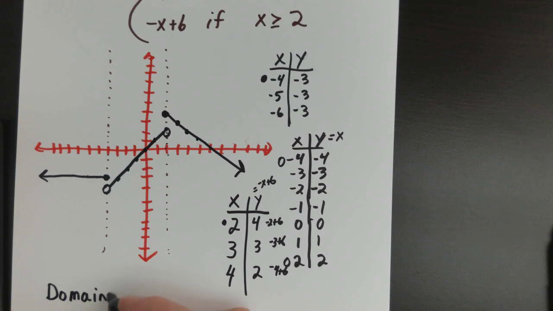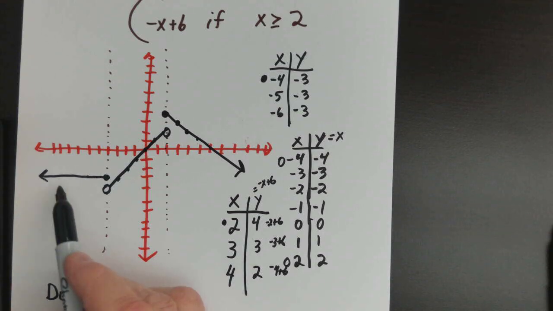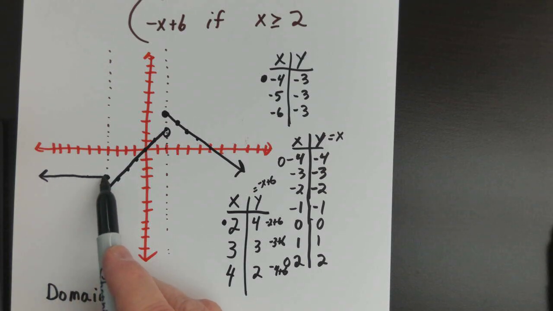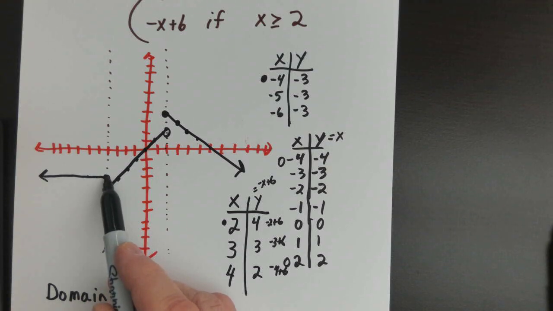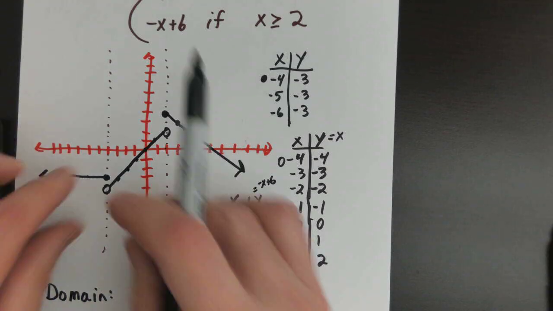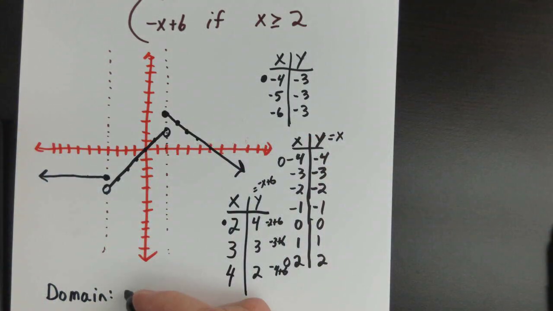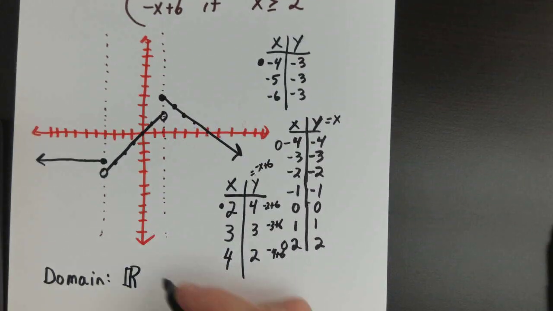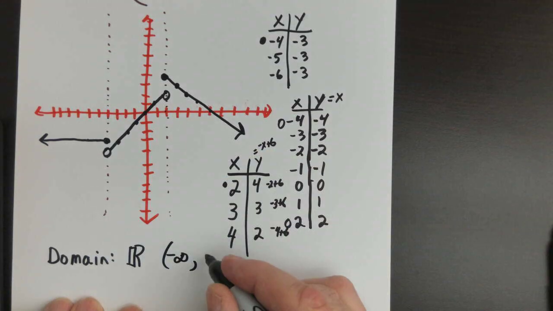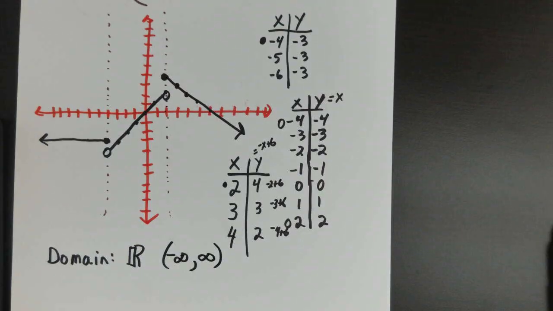The domain. If you'll look, we get to this negative 4. We have a solid dot at negative 4. Up here we have a solid dot at 2. So from left to right, there are no limits. So the domain is all real numbers. Another way we can say that: the far left of the domain is negative infinity, and the far right of the domain is positive infinity.